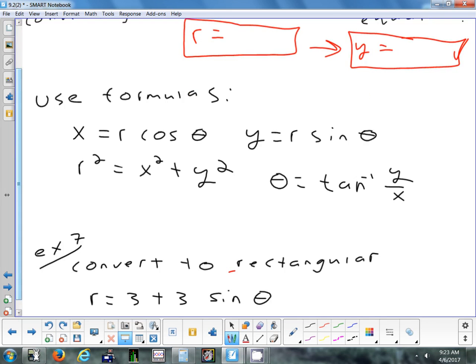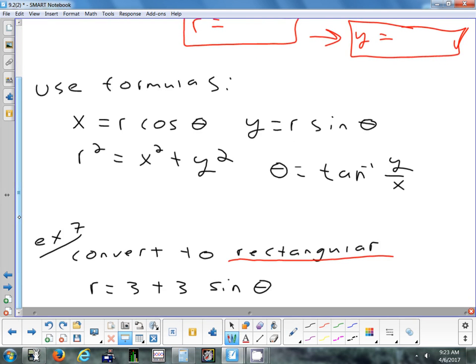Because if you want rectangular, the only letters you're allowed to have are x's and y's. So what's something in that equation that I can't keep if it's got to be in rectangular? Sine of theta. So I'm going to look up above and see, do I have a formula that involves sine? Yeah, y equals r sine theta. Now, I want to plug in for this. So what would sine of theta equal if I rewrote that equation? I don't want to know what y equals. What would sine of theta equal?